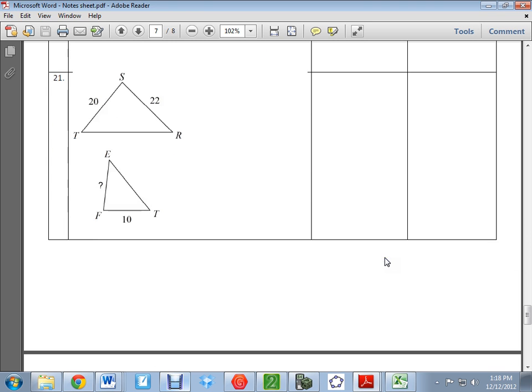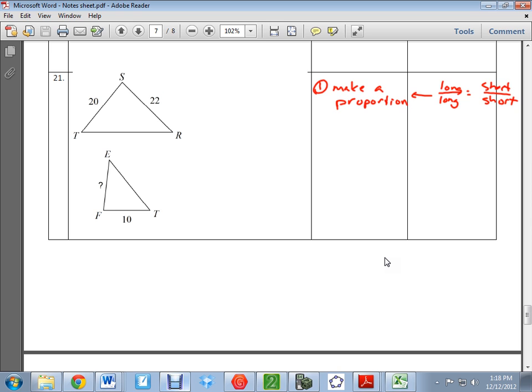Number 21 is a similar triangle problem. The directions will say that these triangles are similar, find the missing value or something like that. The way to do a similar triangle problem, you have to set up a proportion. So make a proportion. The proportion should look like long side over long side is equal to short over short.